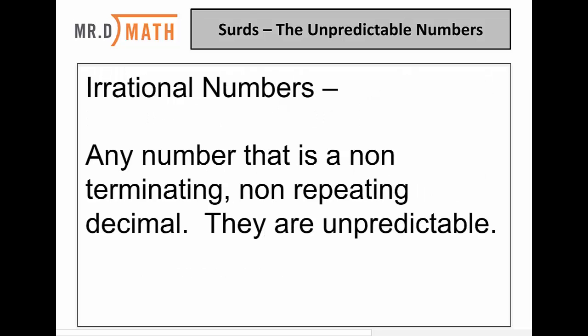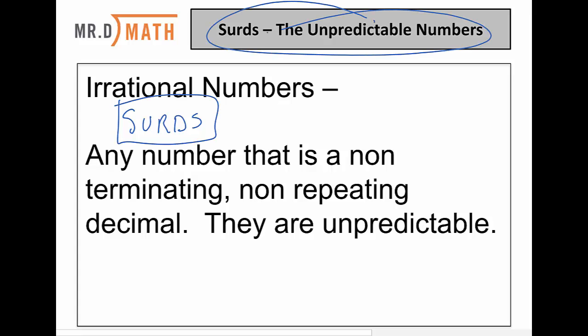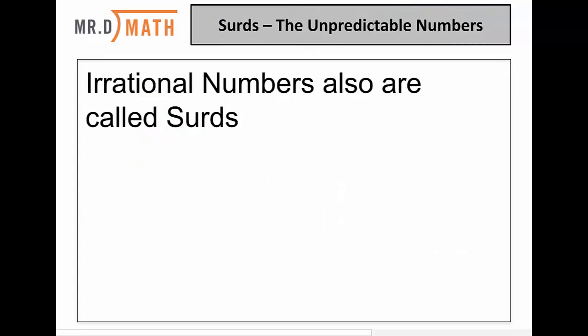Are irrational numbers any number that's a non-terminating, non-repeating decimal? They are unpredictable. And if it's irrational, what do we call it? You've got it now. Irrational numbers are what we call surds. There they are. The surds, the unpredictable numbers. Why did I say that? Because now you know that they're unpredictable. You don't know what's coming next. Now you've got it, and you can tell your friends. Irrational numbers are also called surds.